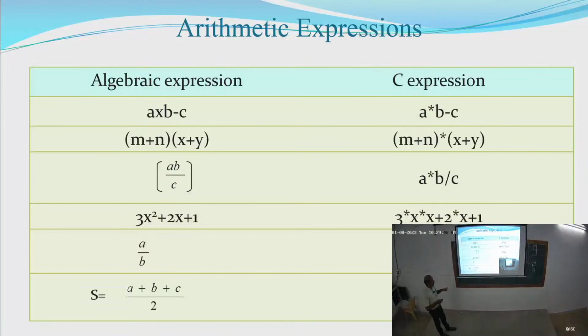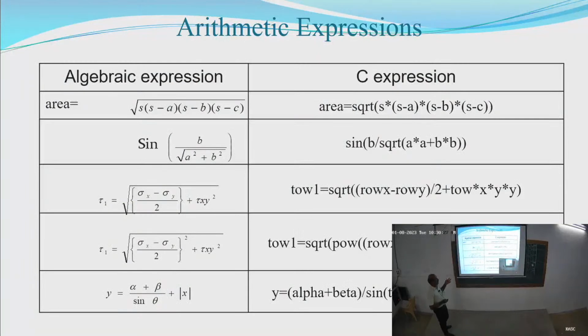These are some algebraic expressions converted into C expressions. That is A into B minus C. There is no symbol 'into' in C. Here we use the asterisk symbol for multiplication, so A star B minus C. The next one is M plus N into X plus Y. In C expressions we use the asterisk operator for multiplication. For the algebraic expression AB by C, the C expression is A star B slash C. That is the correct representation. These are some examples of algebraic representations and C language representations.